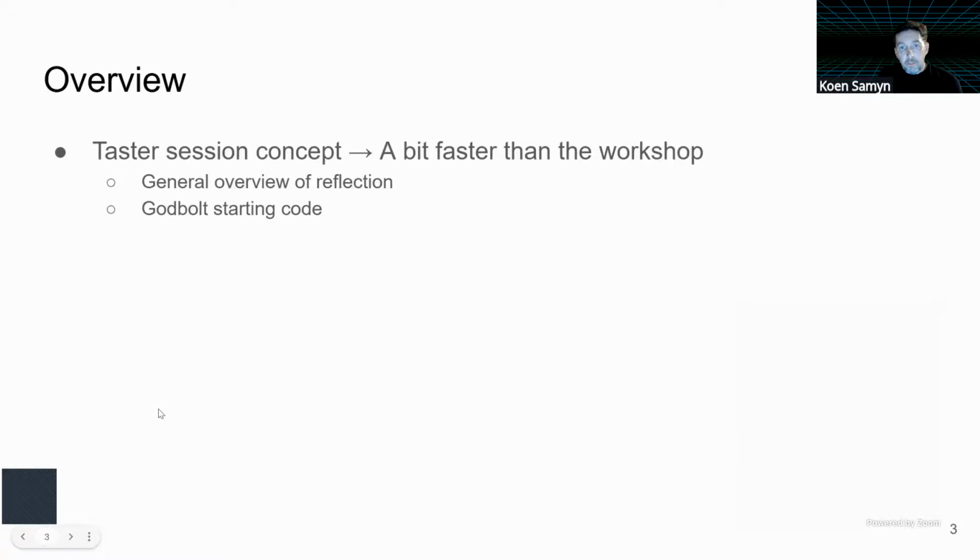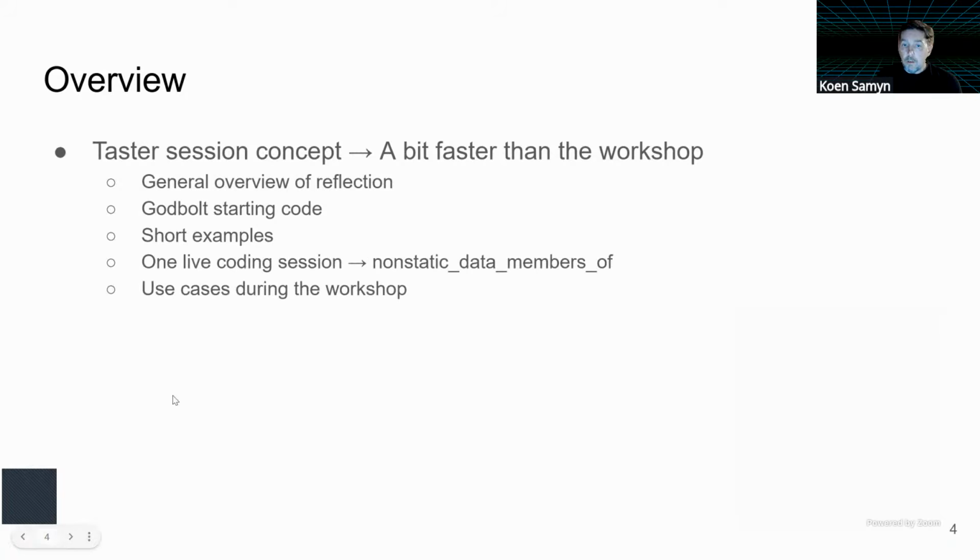So what you will see in the taster is a general overview of reflection. I will go a bit faster. It's not the intention to do a speedrun of the entire workshop, obviously. I've got some starting code. If you're following live, you can find those URLs in the Discord chat. And if you're watching later, you will see them in the description.